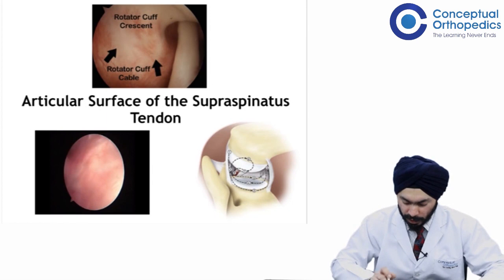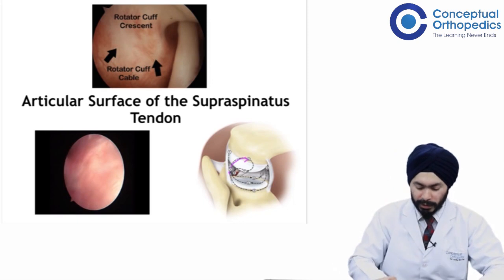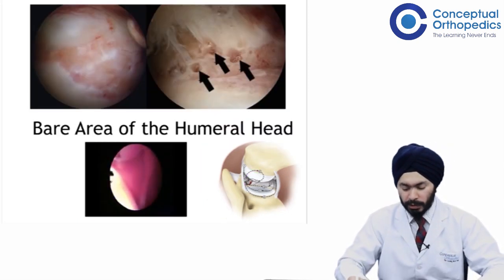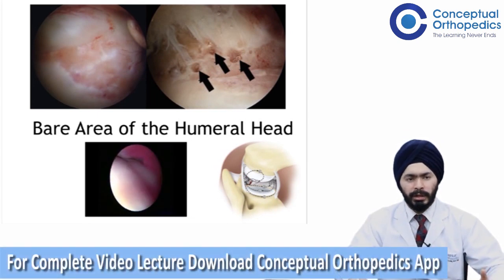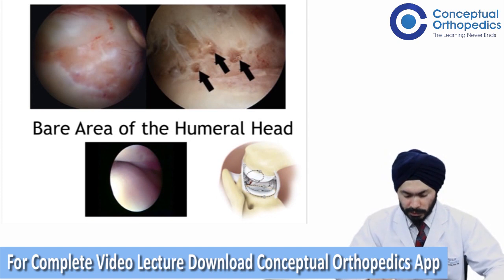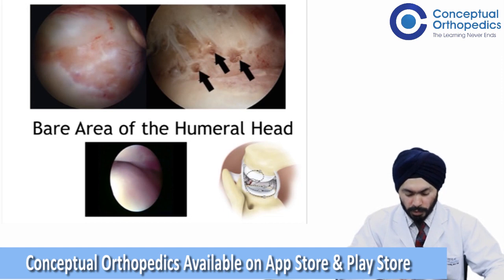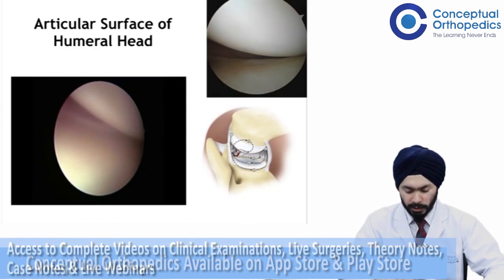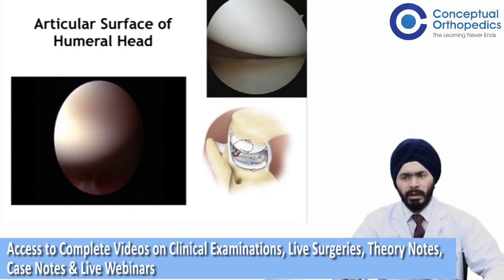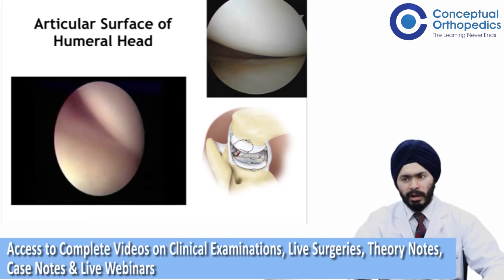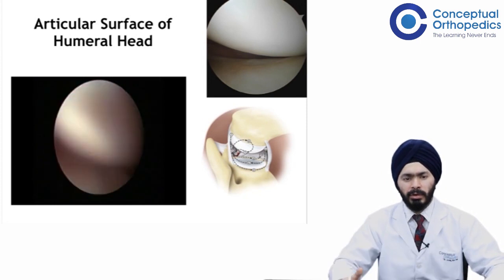The next structure, after you have seen your supraspinatus tendon attachment, would be the bare area of the humeral head. This is the area of the humeral head between the attachment of the rotator cuff and the articular surface, where there is no cartilage. Sometimes there may be confusion between the bare area and the Hill-Sachs lesion. Hill-Sachs lesion would have cartilage all around. Bare area would be between your rotator cuff attachment and the humeral articular surface.